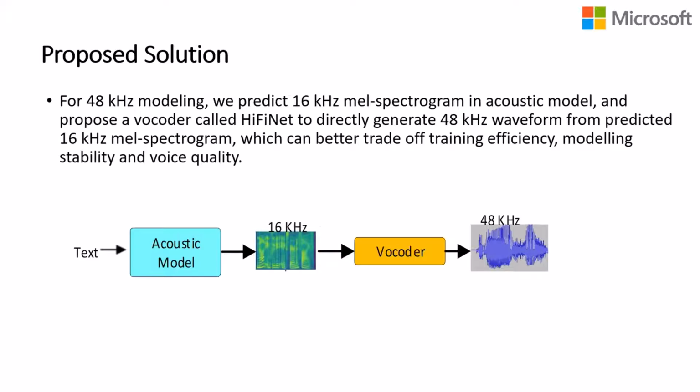In our proposed solution, we decided to use a 16K spectrum for the acoustic model, predicted from text-only data. For the vocoder, we input the 16K spectrum and predict 48K samples. We think this achieves a good balance between voice quality and modeling efficiency.